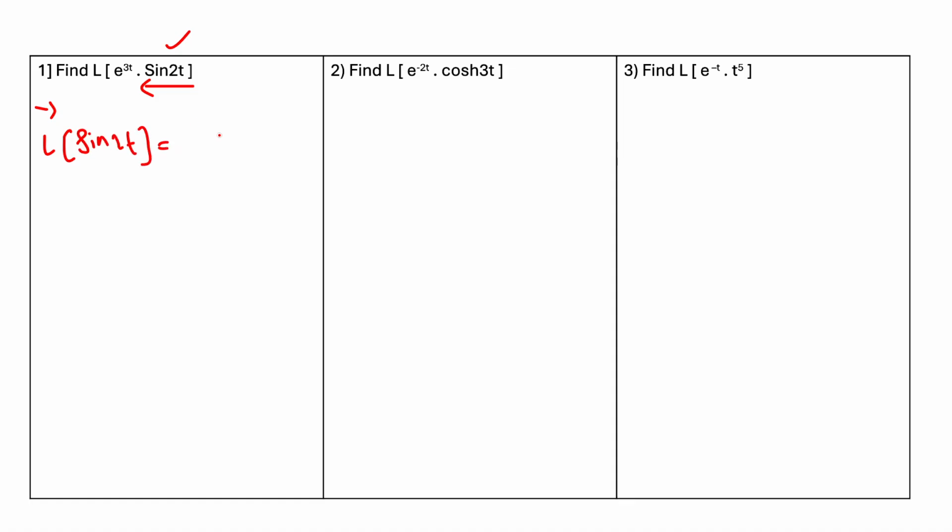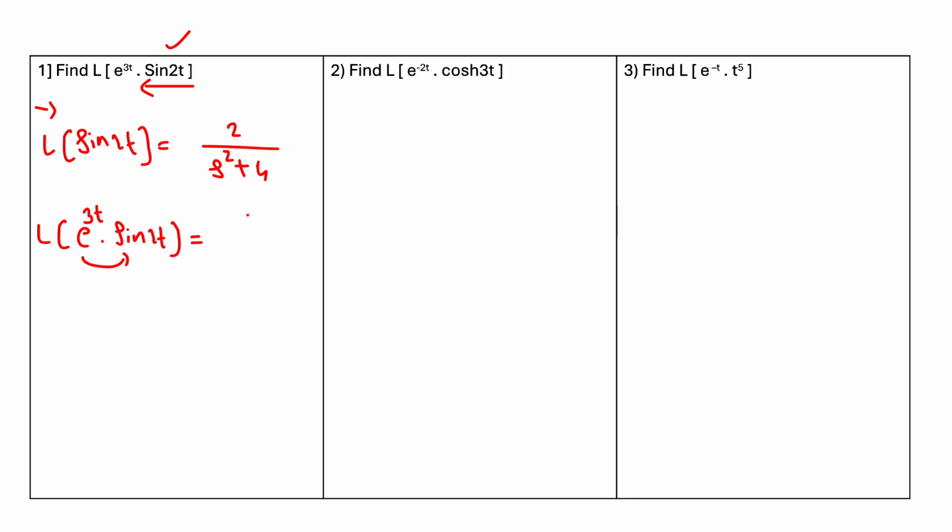So what is the Laplace of sine 2t? In the sine term, we consider the constant in the numerator. So 2 over s square plus 2 square, that is 4. This is the Laplace of sine 2t. And then the Laplace of e raised to 3t into sine 2t. Write down the whole equation. Laplace of e raised to 3t into sine 2t is equal to, now you can see here, e raised to 3t is multiplied to sine 2t.